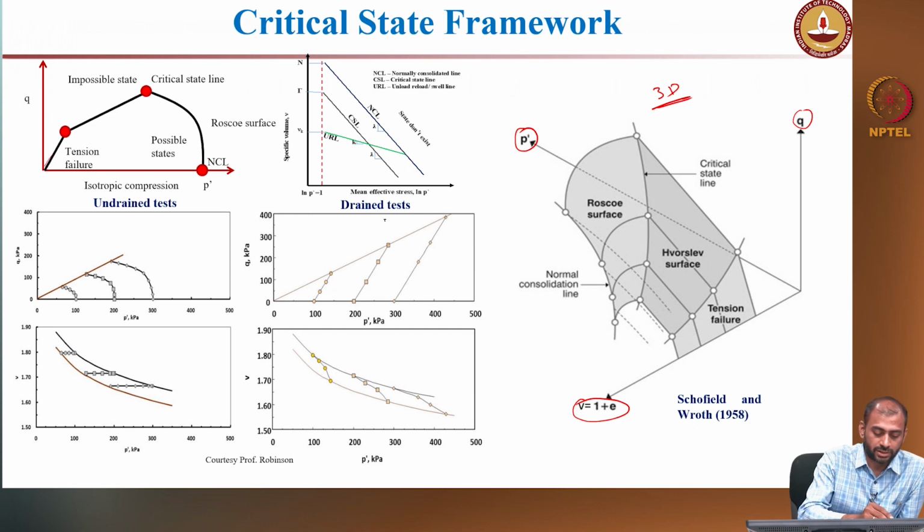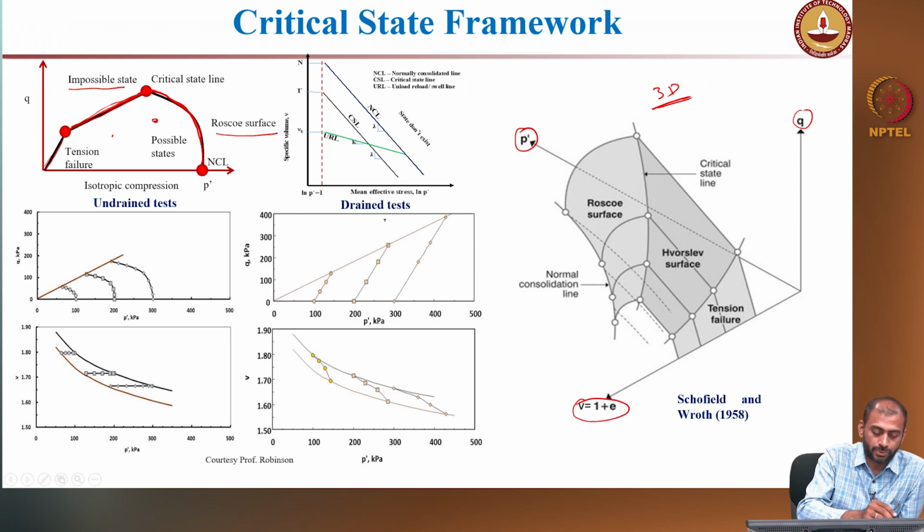So you see a tension cutoff, you also have a Hvorslev surface, you have a Roscoe surface, right. This surface need not be linear, it can be curved depending upon the material, but the entire response will be inside this locus, right. There is no stress state that can exist beyond this particular locus. There is an impossible stress state beyond this locus, but you can have any stress state that is inside the locus, right. Again, they performed a lot of experiments, and then they tried to construct this failure locus.